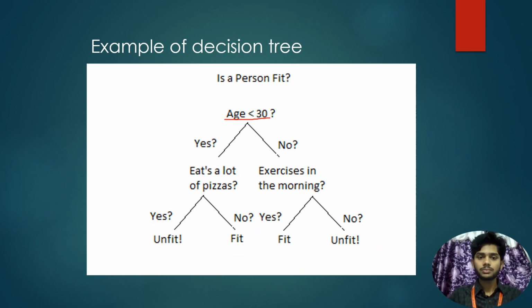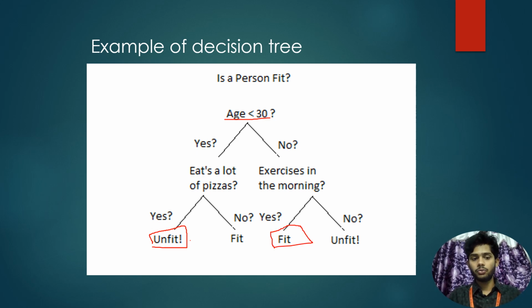First we selected the decision node, and the next process is to split it. We split it into two parts, yes or no. First we will enter the yes internal node: eats a lot of pizzas. We selected the internal node, and we can see here yes or no. If a person eats a lot of pizzas, he will be unfit. This will be the yes, and this will be the final outcome. Next we will discuss the other node, that is no: exercises in the morning. If a person exercises in the morning, he will be fit. So this is the final outcome.